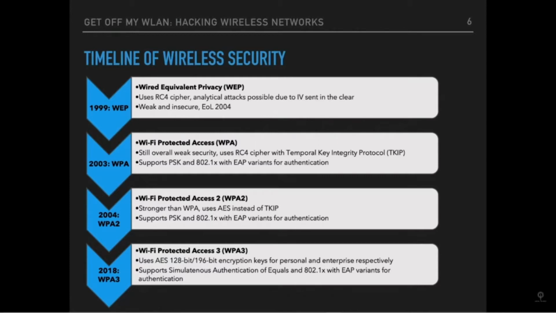And WPA supports both pre-shared key, using a password to authenticate to the network, along with support for 802.1x with EAP variants for authentication. This is often referred to as WPA Enterprise. The transition from WEP to WPA was pretty seamless and only required firmware upgrades, whereas going from WPA to WPA2 or WPA2 to 3 is going to require both firmware upgrades and hardware upgrades to support these protocols.